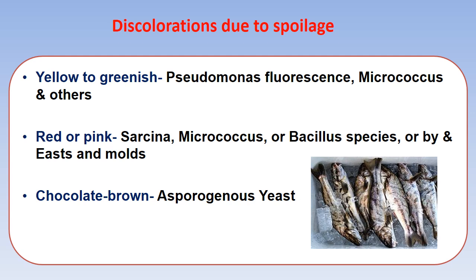Finally, we will see now when the fish is spoiled, what is the impact. So what are the signs? First of all, there will be discoloration due to spoilage. There could be yellowish to greenish discoloration caused by Pseudomonas fluorescens, Micrococcus and others. There can be red or pink discoloration due to Sarcina, Micrococcus or Bacillus species, or sometimes by yeast and molds. And there can be chocolate brown discoloration due to asporogenous yeast. Precisely, these are some of the common discolorations that happen due to microbial spoilage of fish.